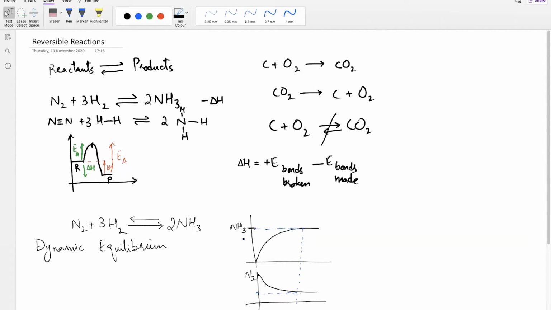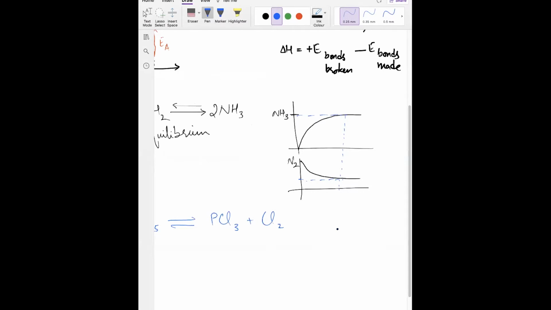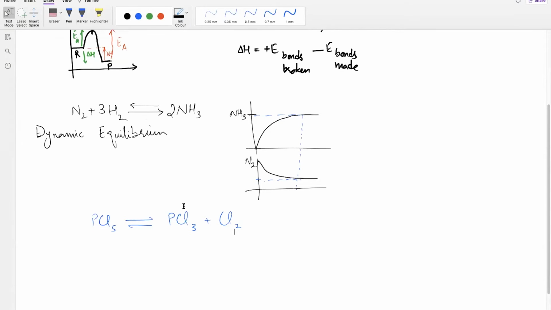There are so many reversible reactions, and decomposition is one. For example, PCl5 can break down and produce PCl3 and chlorine. Now, of course, chlorine can react with PCl3 and produce PCl5. And when they do that at the same rate, we say they have reached dynamic equilibrium.